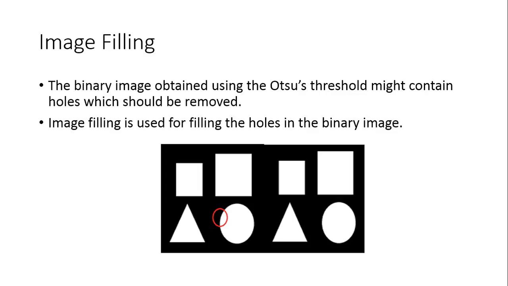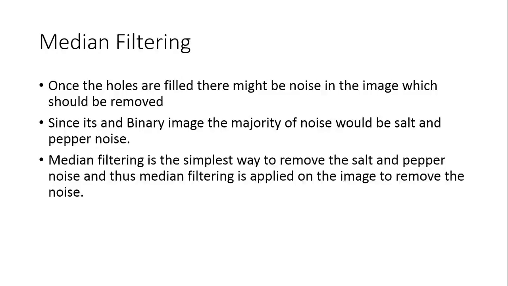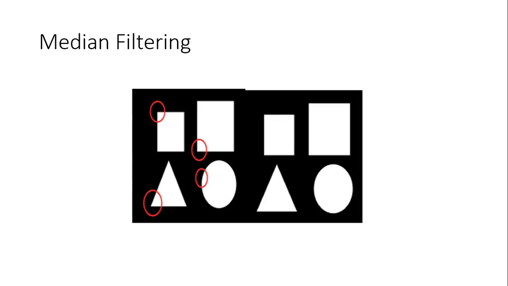So these spots are being filled using image filling techniques, where you fill in those spots with the background color, and thus a proper binary image is formed. Once that is done, you need to remove noises. Since it's a binary image, it's going to be salt and pepper noise mostly. Median filtering is one of the best techniques to remove salt and pepper noise, so median filtering is applied on the image to remove it.